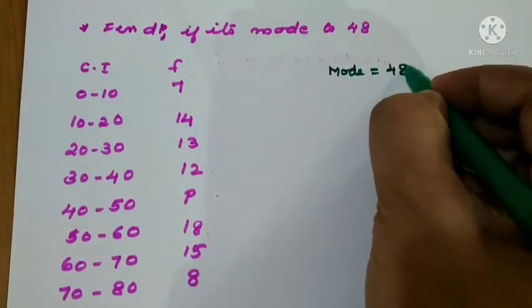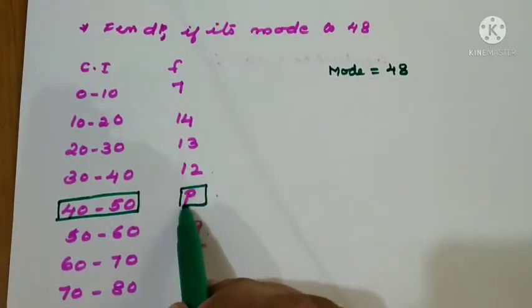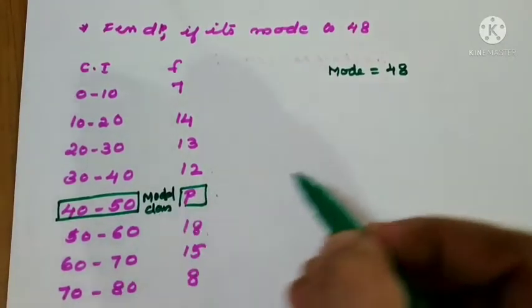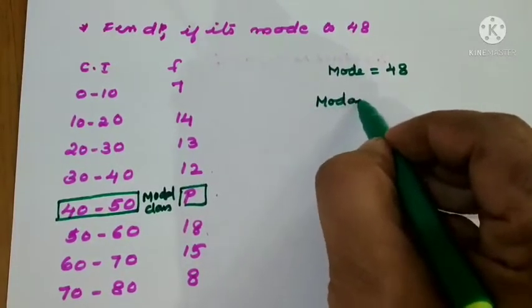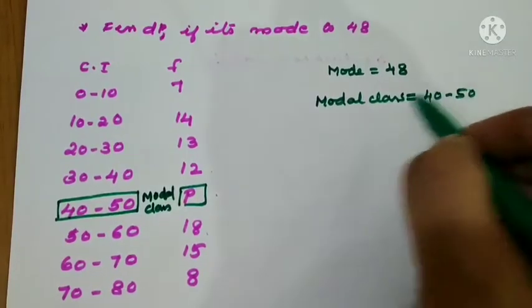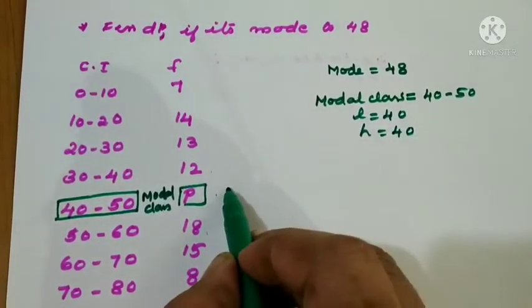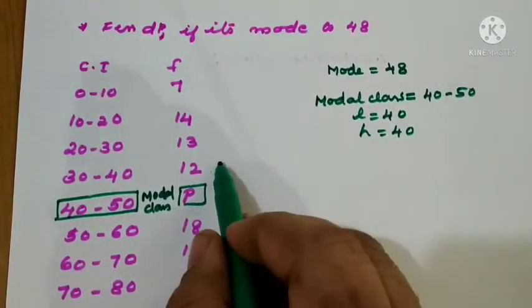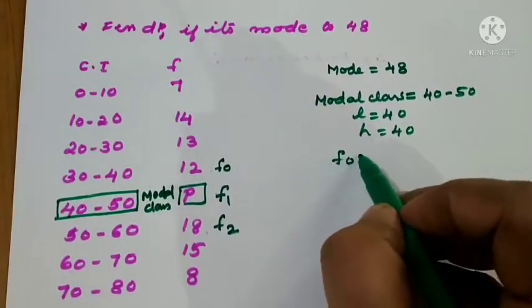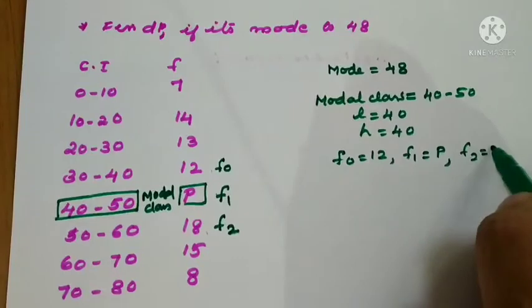So 48 lies in which class? That is here. That is our modal class. So modal class equal to 40 to 50. From this L we can write 40, H we can write 10. Now what is F1 here? Frequency of the modal class. Then just above it F0, just after F1, F2. So I'll take down F0 equal to 12, F1 equal to P, then F2 equal to 18.